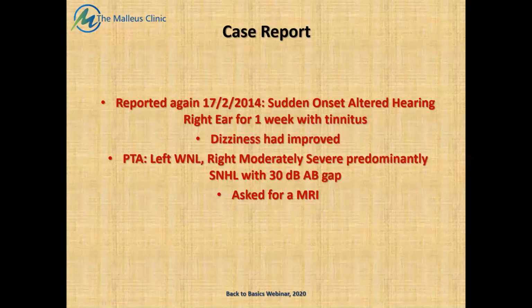The dizziness, surprisingly, had improved. The pure tone levels on the left side were normal, but on the right side there was a moderately severe, predominantly sensorineural loss with a 30 decibel air-bone gap. This time I asked for an MRI, and this is what the MRI threw up.